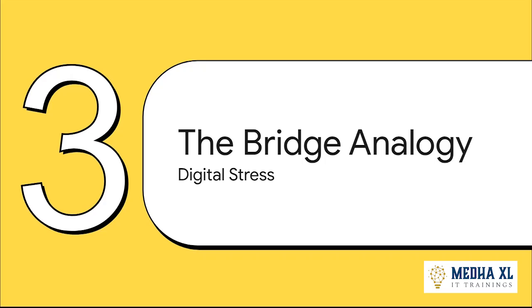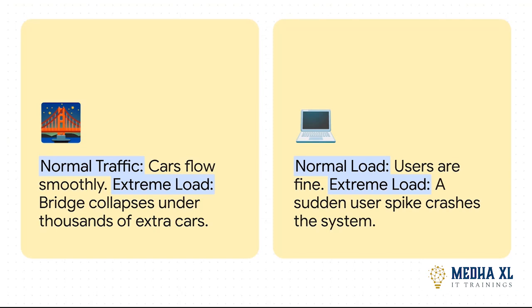Now, if all this digital talk feels a little abstract, let's use an analogy from the physical world that I think makes this super clear. Building a bridge. So a bridge is designed to handle a normal, steady flow of cars, right? Same way an app is designed for a normal number of users. But what happens if you suddenly have a citywide evacuation and thousands of extra cars try to cram onto that bridge all at once? It's going to shake, and it might even collapse. It's the exact same principle for software, just with digital traffic.